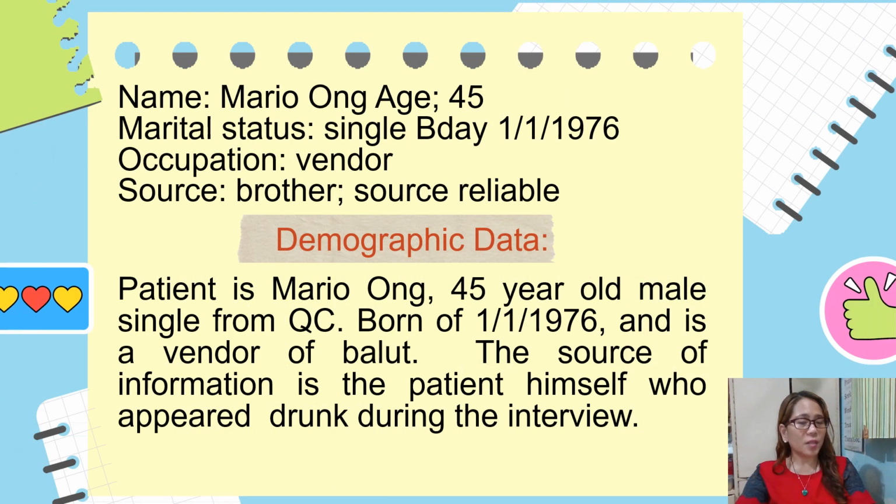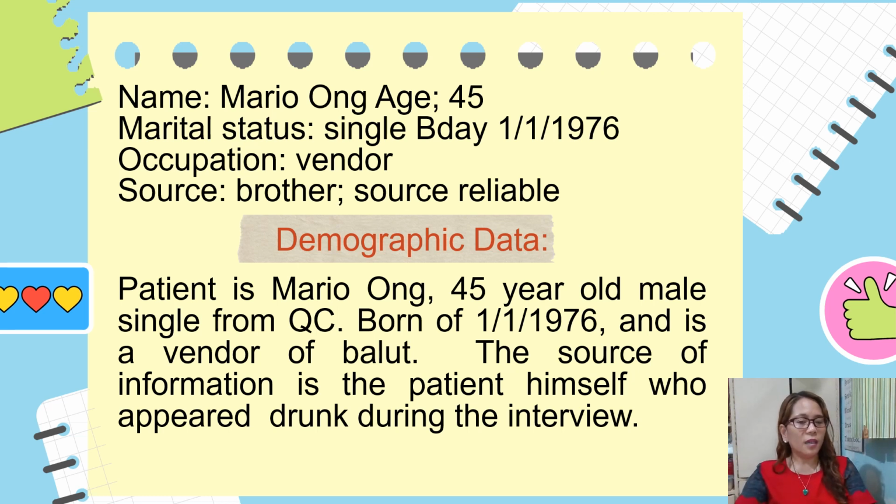So this is an example, no? So the name of your patient, Mario Ong, age is 45. Marital status, single, birthday is January 1, 1976. Occupation, vendor, and the source of the information is yung brother niya. Source is reliable. Bakit natin nasabing reliable? Kasi depende rin yun sa pananalita ng pasyente, and then the patient is living with yung source of information is living with the patient.